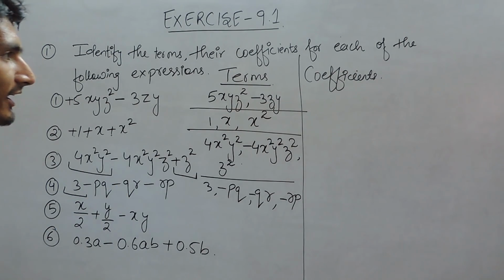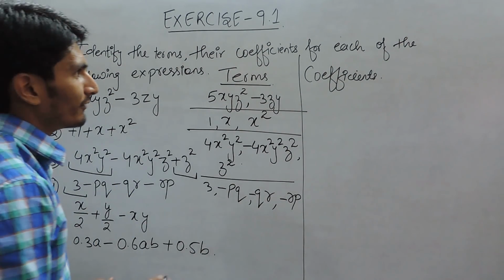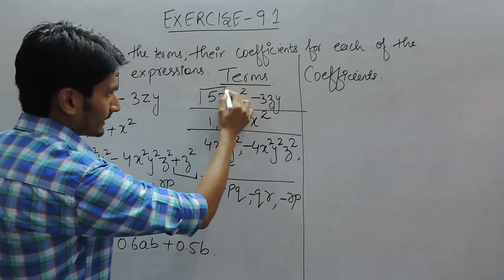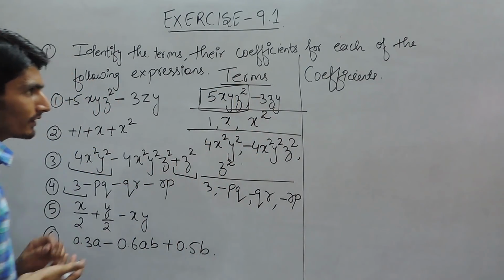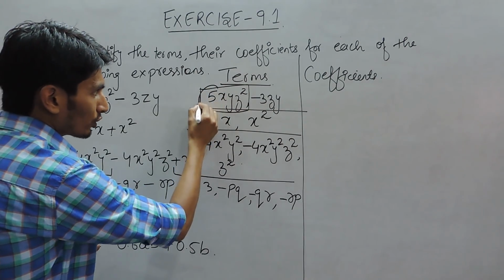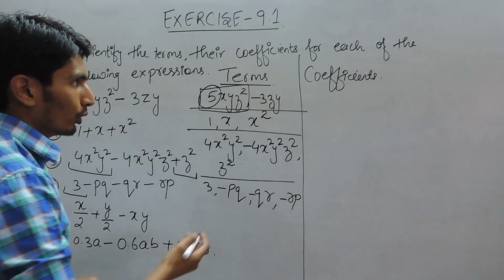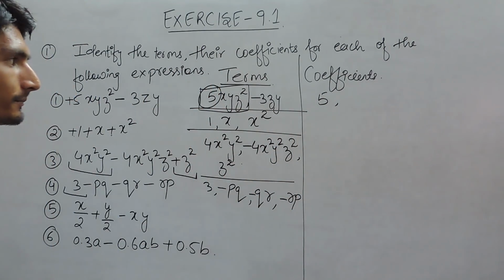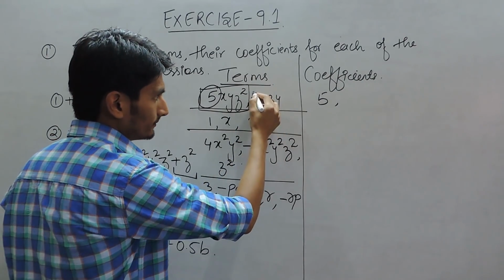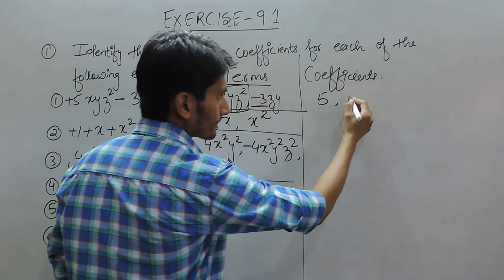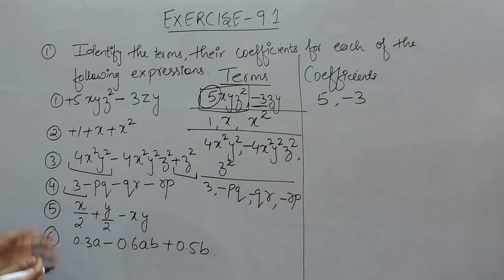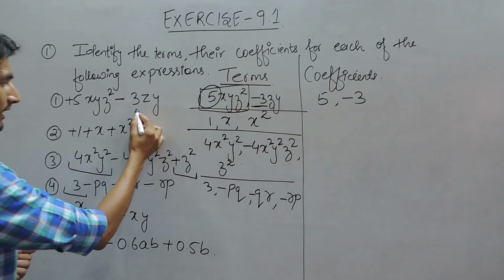And in the second part you have to find the coefficients. In this case we have to find the constant coefficients for this particular question. In the first term, let's see with this. In this first term we have only one constant coefficient. So in the first term 5 is the coefficient, and in the second term minus 3 is the constant coefficient for this particular expression. So minus 3 should be the coefficient for the other term.